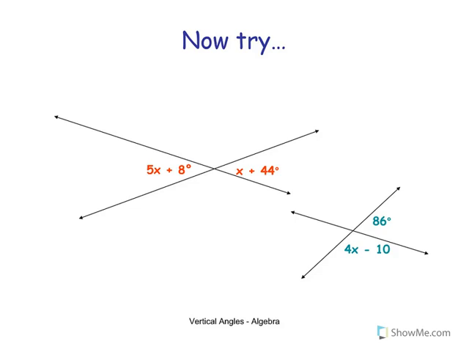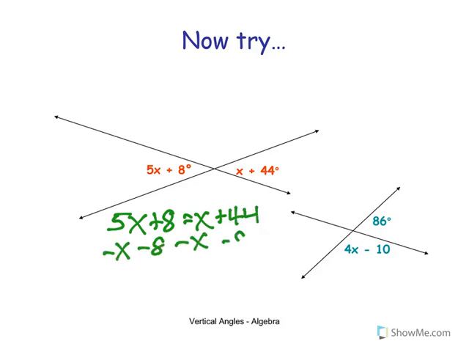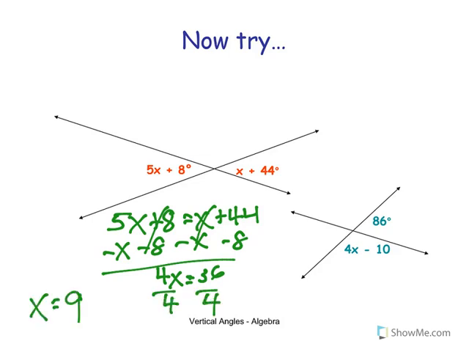So for the first one, obviously these are vertical angles, so they're equal. So I'm going to add negative x on both sides. I'll also add negative 8 on both sides. That gives me 4x is equal to 36, which gives x is 9. And again, we need to find the angles as well. So if I sub in 9 here, 5 times 9 is 45 plus 8 is 53 degrees. And x is 9 plus 44 is 53 degrees. So no further check is required since the angles we ended up with are equal.